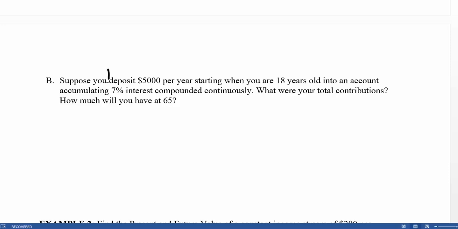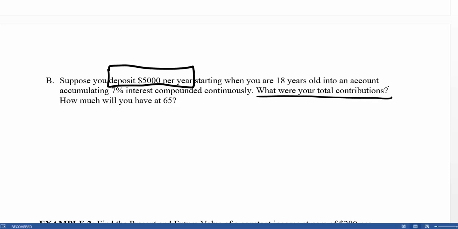So notice here in Part B, we're not just doing a one-time deposit. Instead, we're contributing $5,000 every year. So this is going to impact both of our calculations. So let's start with, what were your total contributions?